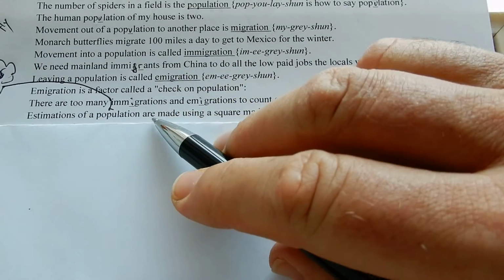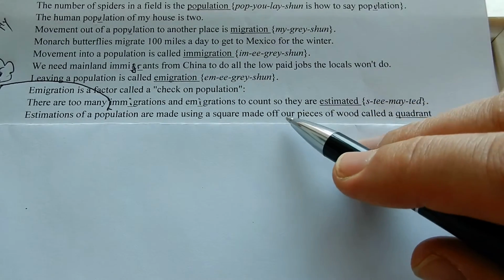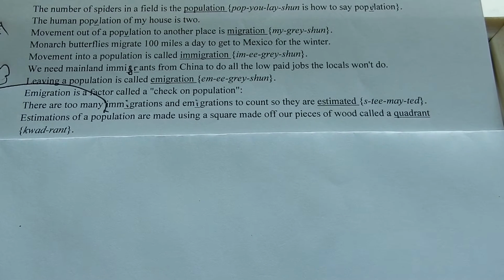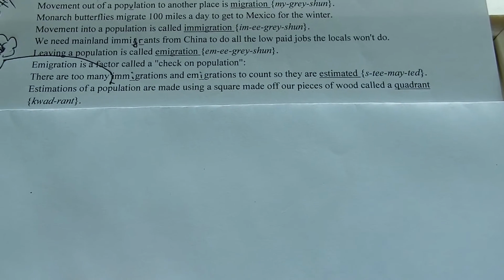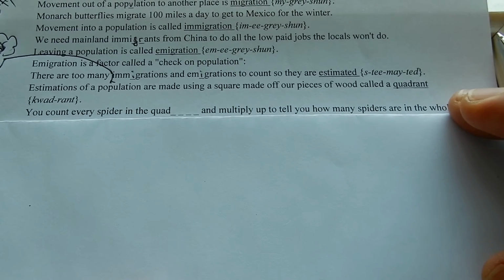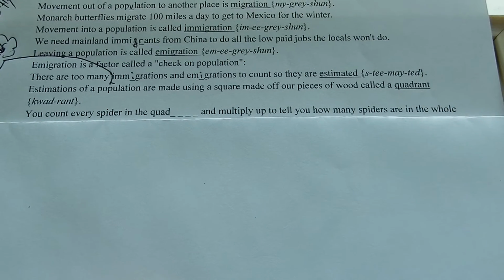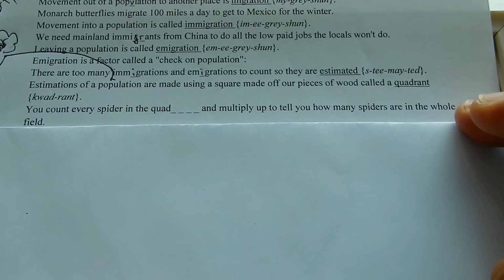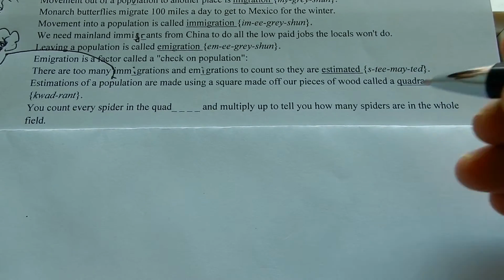Estimations of a population are made using a square made out of pieces of wood called a quadrant. You can't use that for humans. For spiders, you count every spider in the quadrant and multiply it up to tell you how many spiders are in the whole field.